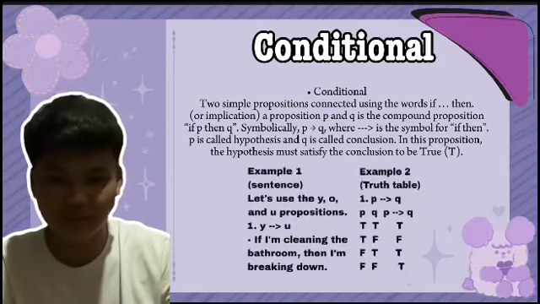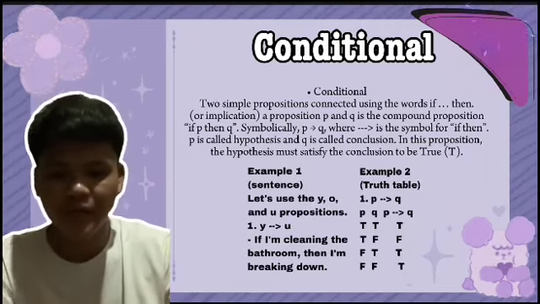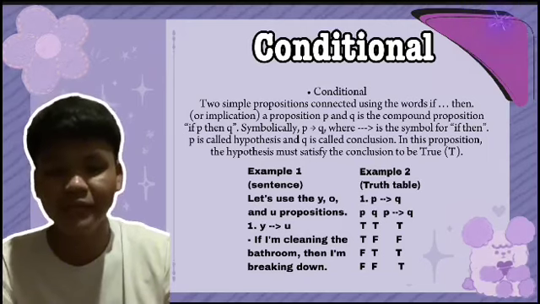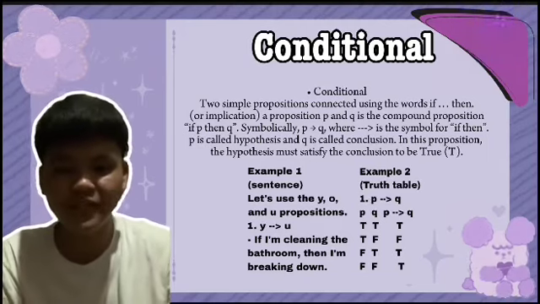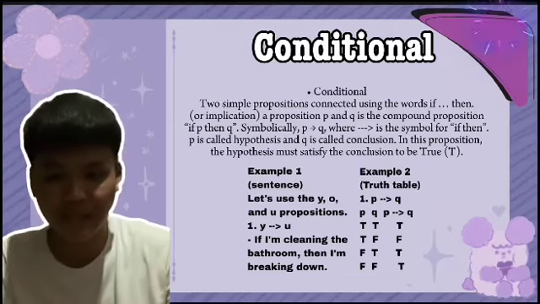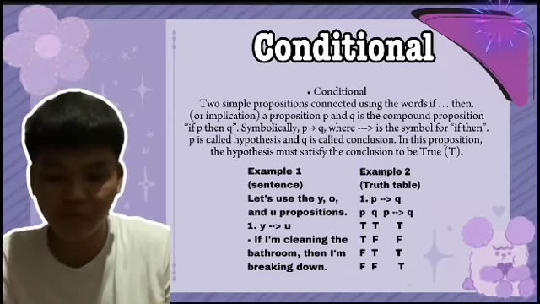Example number 1, sentence. Let's use the Y and O, a new proposition: If I'm cleaning the bathroom, then I'm breaking down. Example number 2, truth table. The given is P → Q. The column P is T, the column Q is T, and then the column P → Q is T.